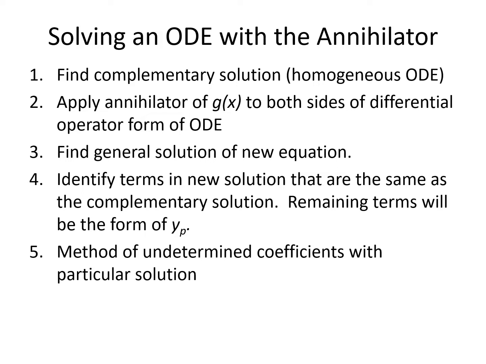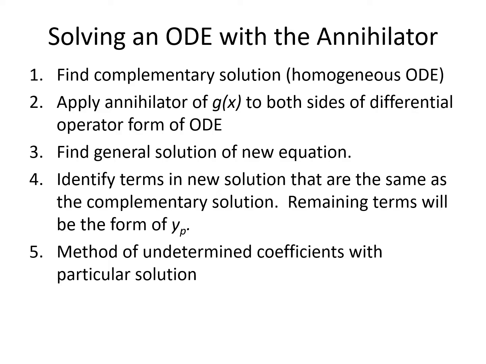All right, so now that we've talked about what annihilators are, we can talk about solving ODEs using the annihilators, and specifically we're going to use the undetermined coefficients method. So to solve an ODE using the annihilator, our first step is to find the complementary solution. That's what we denote as yc, and that's the solution to the homogeneous ODE. Then we're going to apply the annihilator of the right-hand side, g of x, to both sides of the differential operator form of our ODE.